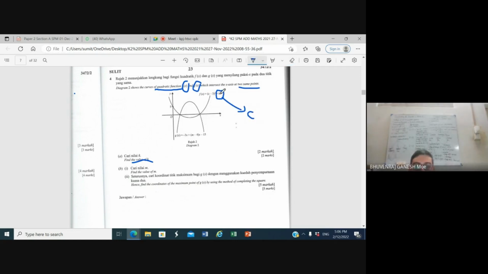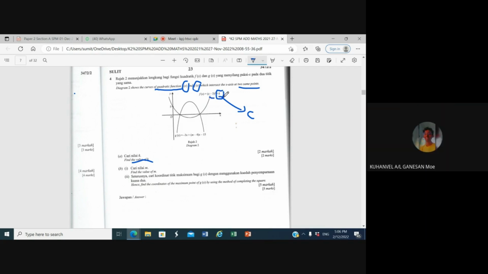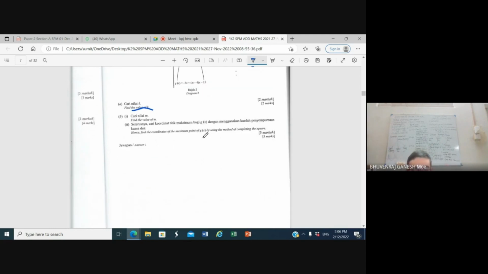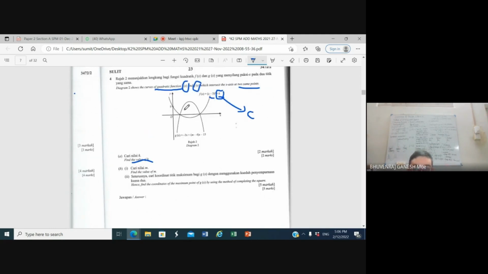Okay, so that's what we said. This one is the axis of symmetry, right? This x, and then the k is the maximum or minimum point. So now they ask k, right? It means you want to find k, the maximum or minimum point. This curve's k is under the curve, meaning it can only be a minimum point.